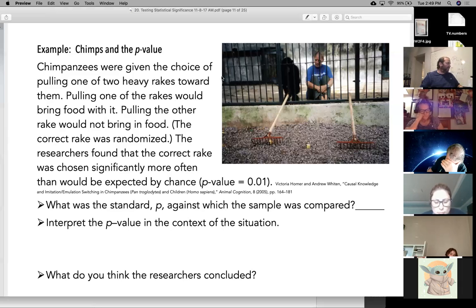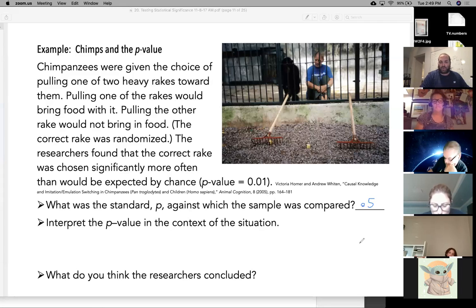A p-value of 0.01 is low enough that we reject our assumptions. Now, what is the assumption in this case? What is the standard against which the sample is being compared? Well, if the chimpanzees did not pull the one with the food more often, then how often should they pull each one? What is the most reasonable assumption to make? 50-50? 50-50, right? We're trying to compare it to 0.5. 0.5 is what we would expect if they just pull one randomly.